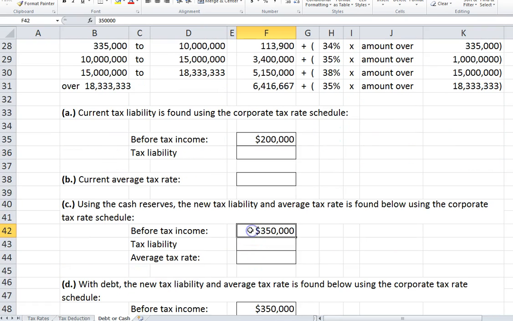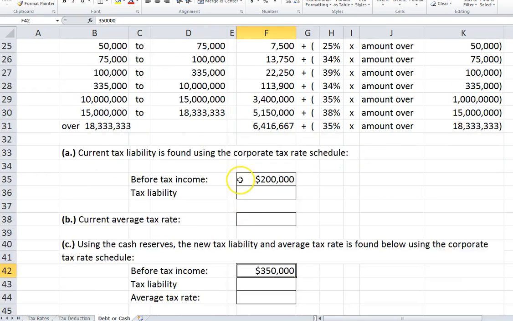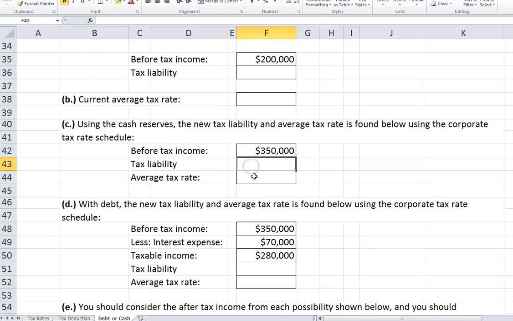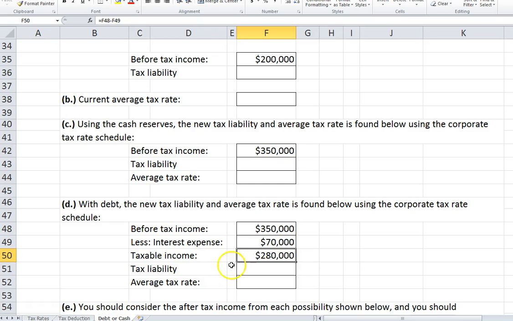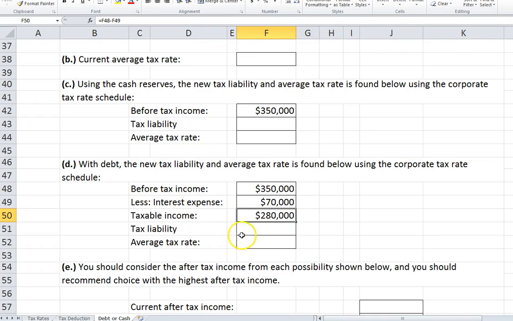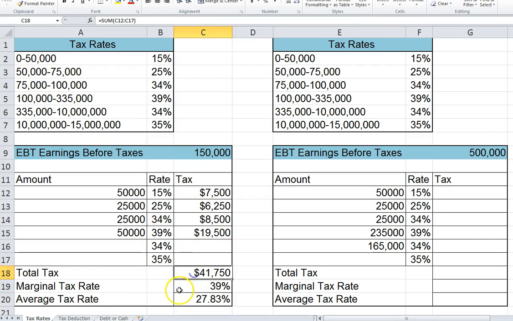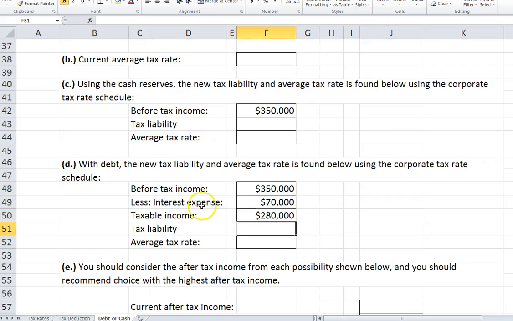And then in C, you're taking the $350,000, the income on expansion, putting it into these tax rates and coming up with a new tax liability and average tax rate. And you're doing this for a third time on the $280,000. So just like we did over here, we're going to break up the taxes by these tax buckets, and you're going to tell me what the tax liability is, which is going to be a total amount, total tax or tax liability, and the average tax rate for these problems.